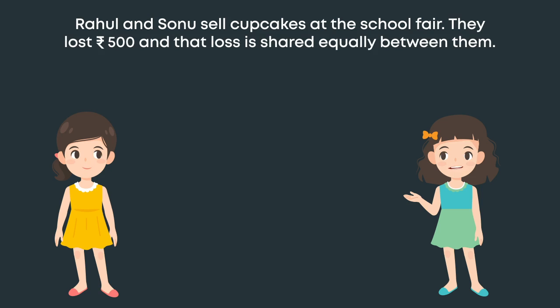Oh, okay. Let me think. Sis, I know the amount lost is represented as a negative number. Yes. And if something is shared equally between two people, then we should divide that amount by 2. Yes, I got the number. What is that number? We can express this as minus 500 by 2. Wow, you are right, Anu.